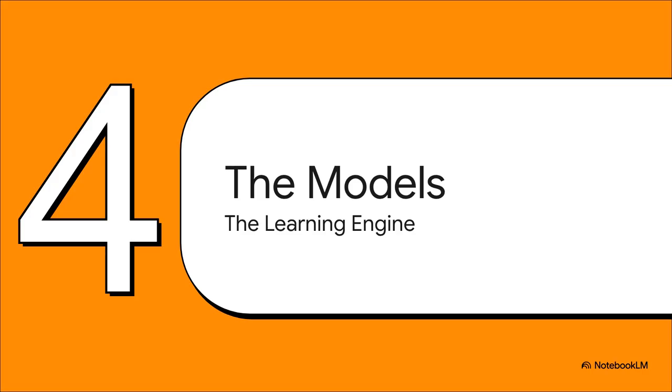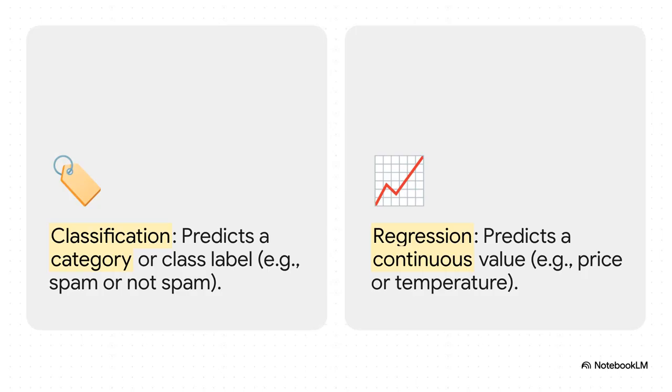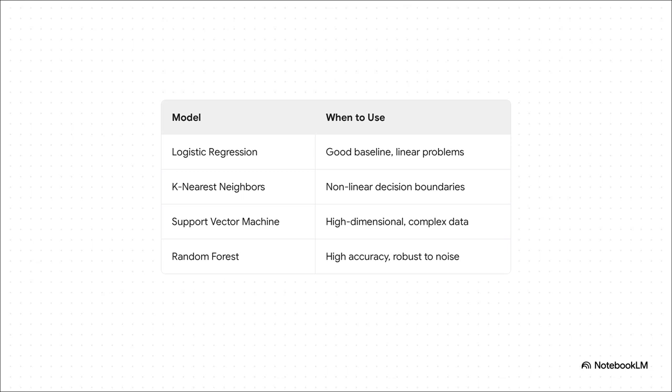Okay, our data is clean, it's standardized, it's ready to go. Now for the really fun part, choosing our learning engine, the model itself. So in supervised learning, most problems you'll encounter will fall into one of two main camps. On one side, you've got classification. This is where you're trying to predict a specific category, right? Like, is this email spam or not spam? On the other side, you've got regression. That's when you're trying to predict a continuous number, like the price of a house or what the temperature will be tomorrow.